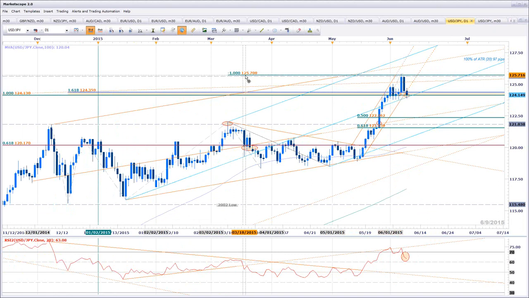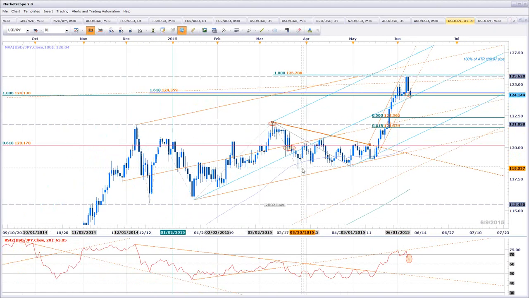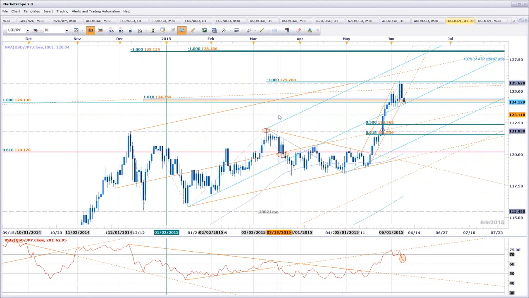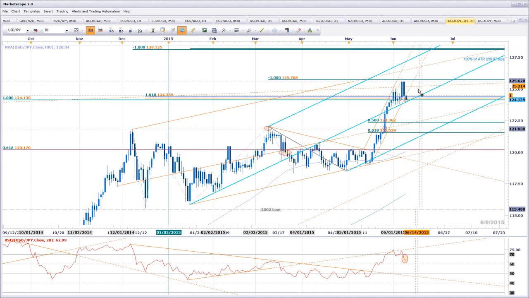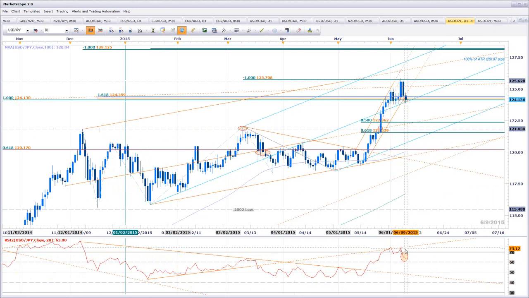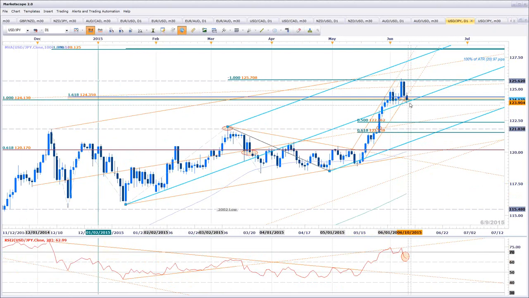Now, a measured objective. Remember that triangle formation that we were talking about. The conservative objective is 125.70. That hit. The more aggressive objective, I guess I'd say, takes you higher into 128.12, okay, 128.18. So we've hit that initial objective, momentum showed some divergence into the highs, back below 70. And again, if we break back below the median line here, you could see this thing drop as low as 122.36. And that would be sort of the initial target that you look to play for dollar yen.